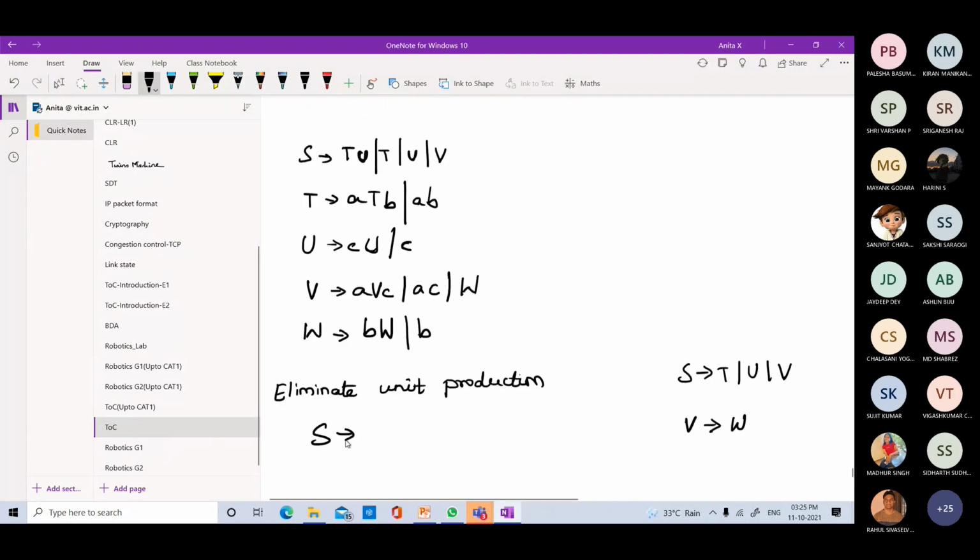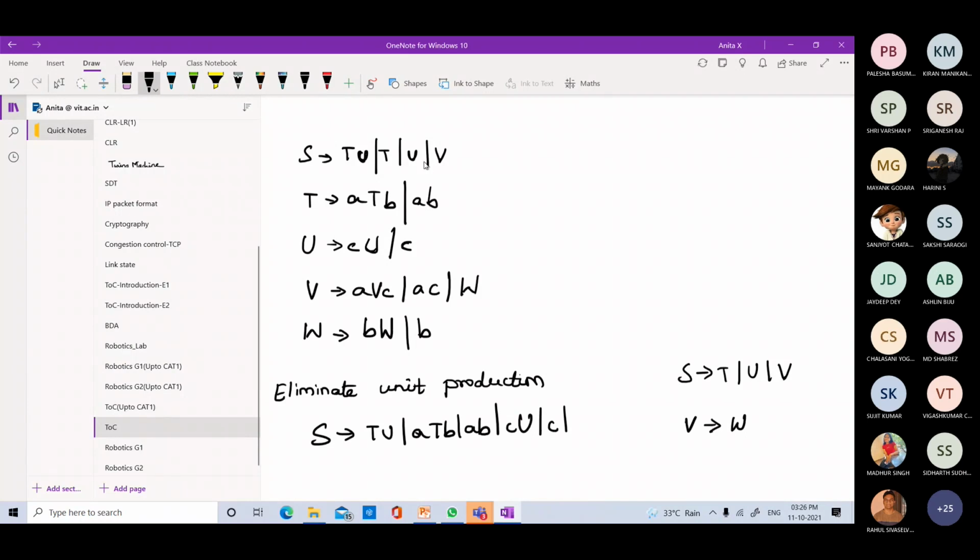S derives TU or T, right? S derives TU or T. So what should I do? Productions of T: ATB or AB, right? And similarly, S derives U. So what should I do? Productions of U: U or C.